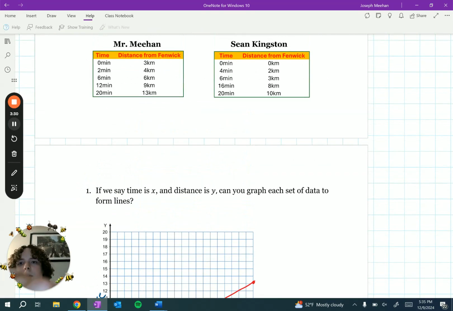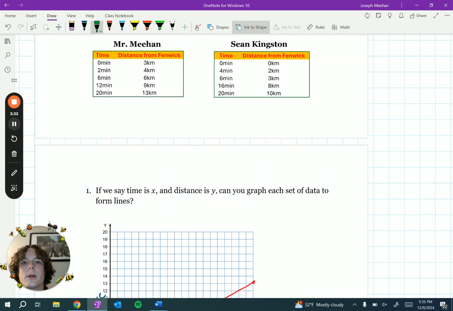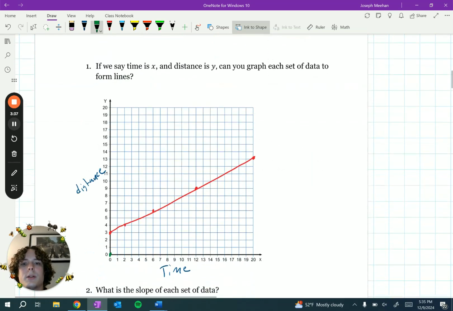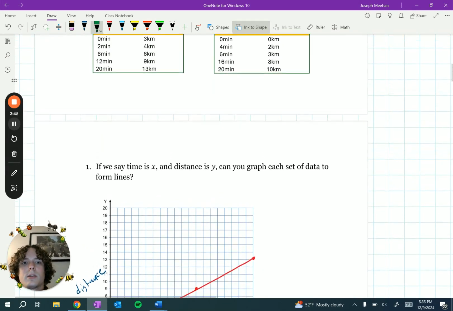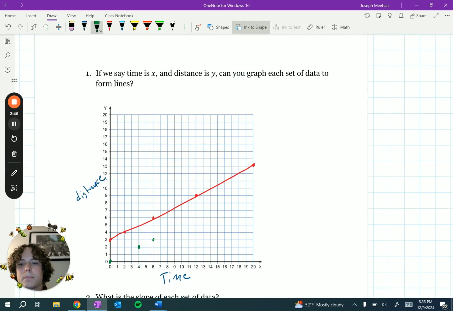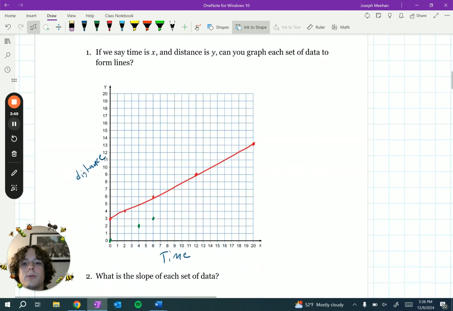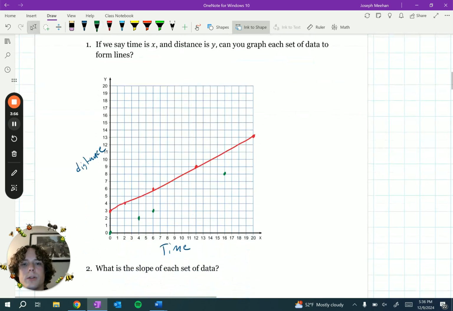Now let's graph Sean Kingston's path here, and we can do that in green. At 0 minutes, he was at 0 kilometers. At 4 minutes, he was at 2. At 6 minutes, he was at 3. At 16 minutes, he was at 8. And at 20 minutes, he was at 10. And we can connect those dots.